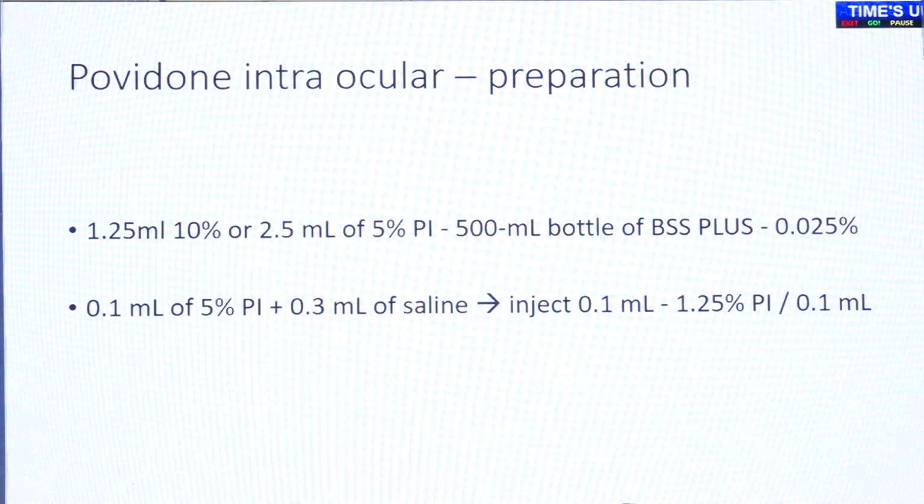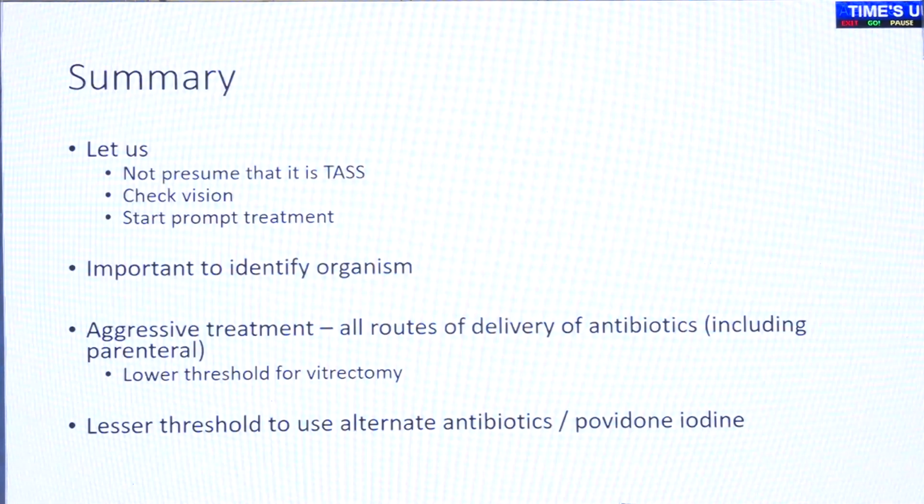So the dosage is 1.25 ml in 10% or 2.5 ml of 5% povidone iodine, which can be put in the infusion. And that infusion can be what you run through during the vitrectomy. At the end of the surgery, you can leave with 0.1 ml of 5% povidone iodine, and that can also be bactericidal as well. So to summarize, let's not presume that it is stars.